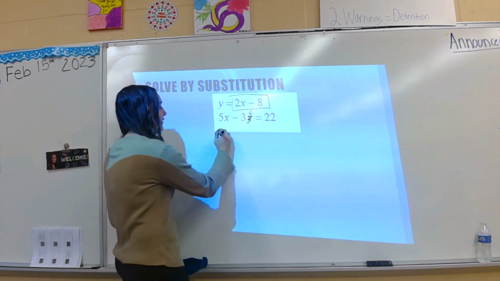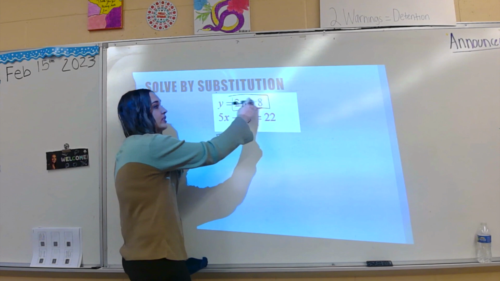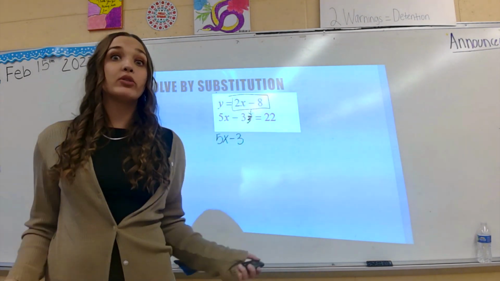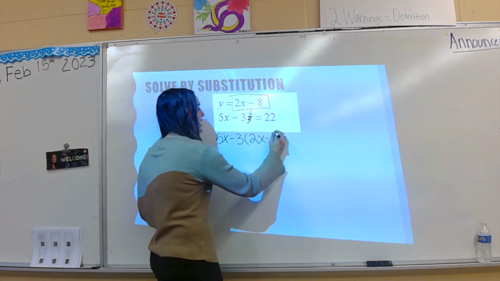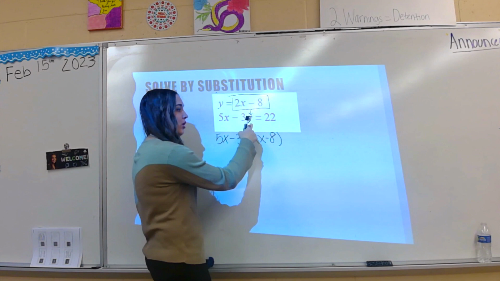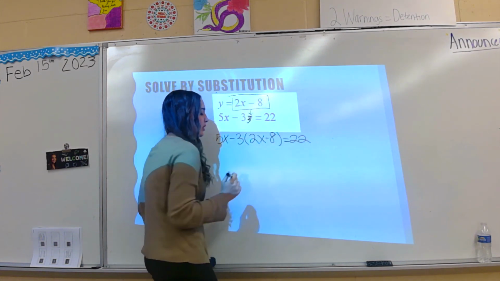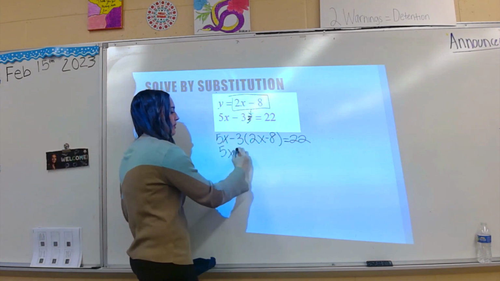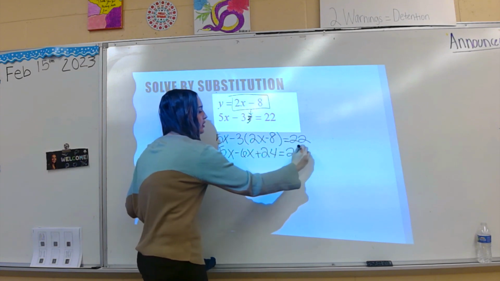So I'm going to have 5x minus 3. Always make sure we have parentheses because we have two terms. We have to know we're multiplying the 3 by both terms, not just by the first one. So 3 times 2x minus 8, that's no longer y, it's 2x minus 8, equals 22. Then I'm going to continue. I get 5x minus 6x plus 24 equals 22.